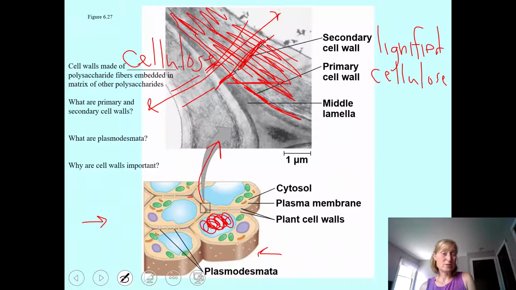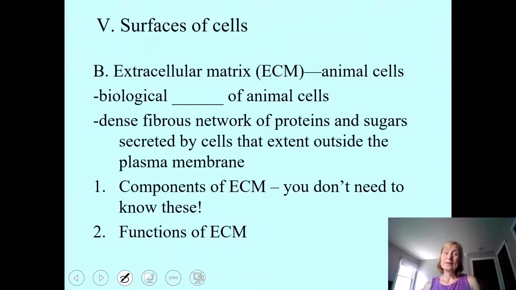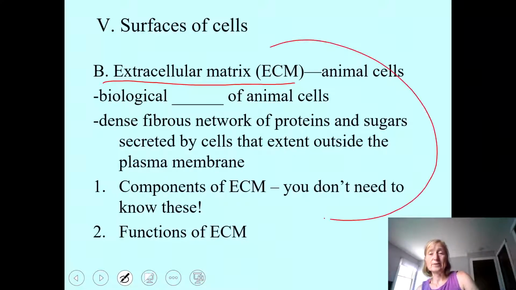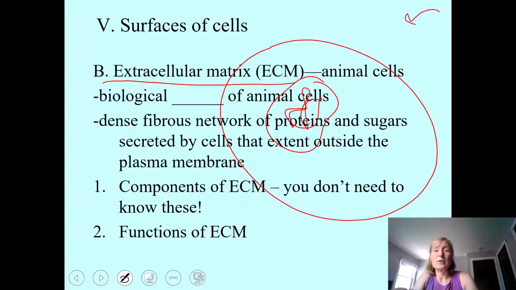Now, animal cells do not have cell walls, but they do have something that's worth talking about, and that is the extracellular matrix. So surrounding the animal cell, so here's our animal cell with its nucleus and genetic material, out here on the outside of the plasma membrane are a set of molecules.